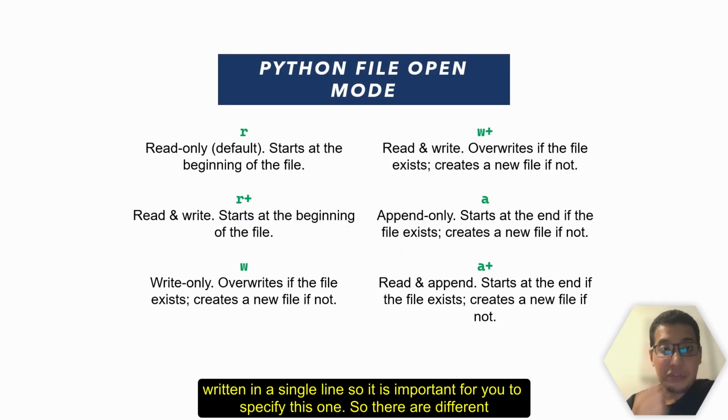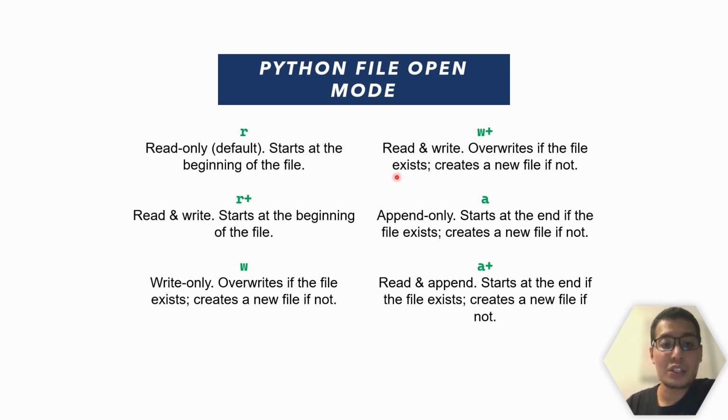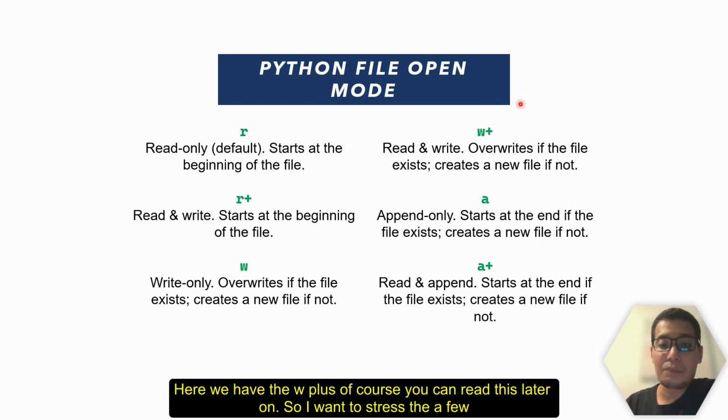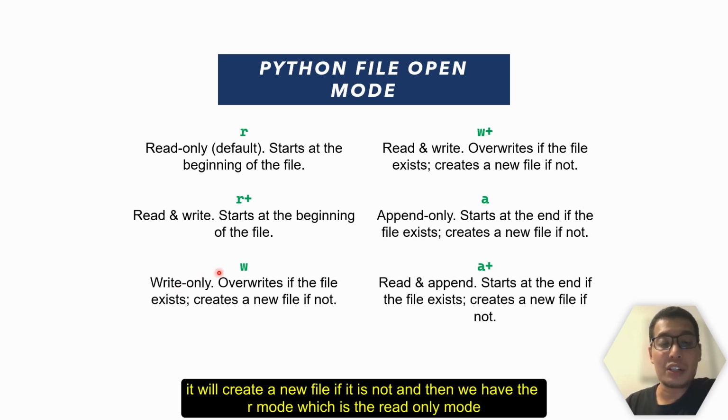There are different modes available when opening a file in Python. Specifically, we are using the "w" mode. But here we have the "w+". Of course, you can read this later on. I want to stress a few important modes. For example, "w", which is the write mode. It will overwrite the file if it exists, and it will create a new file if it does not.